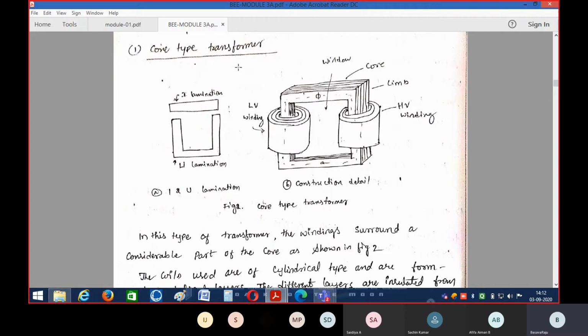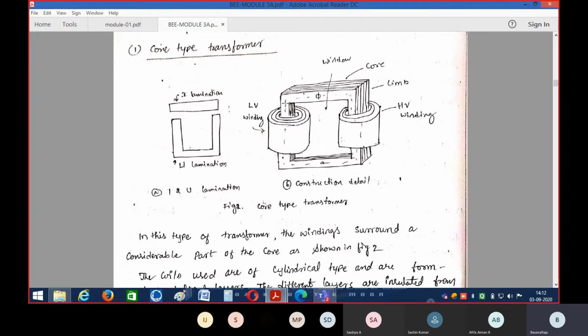Any type of transformer you take has two important elements. One is called the core. This rectangle, the black line, represents the core of the transformer, and this circular black line represents the winding. In the case of a core type of transformer, the winding completely surrounds the transformer core. Again, in the core type of transformer, the winding surrounds the transformer core.